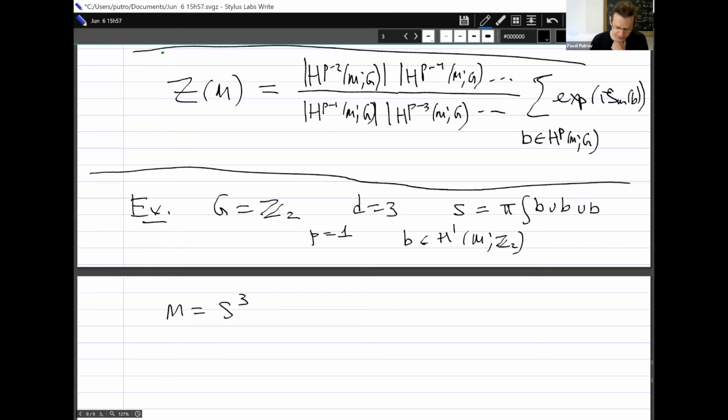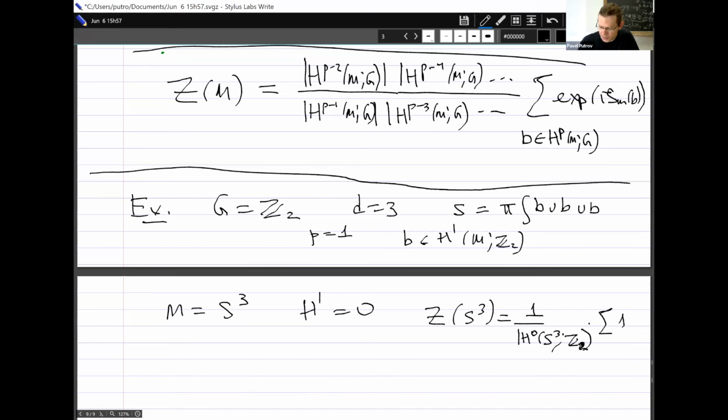Now let's consider a few different manifolds. Let M be a 3-sphere. For the 3-sphere, the cohomology group is identically 0, so there is only a single element in the sum, and B equals 0. So Z of S^3 is just 1 over, well, we still have this normalization factor with Z2 coefficients, times the sum, where the action is identically 0, so the single element of the sum is 1. And this is 1/2.